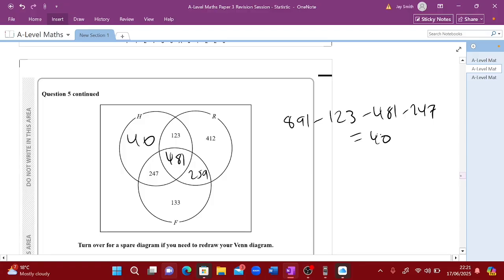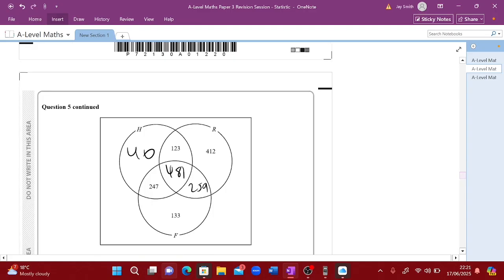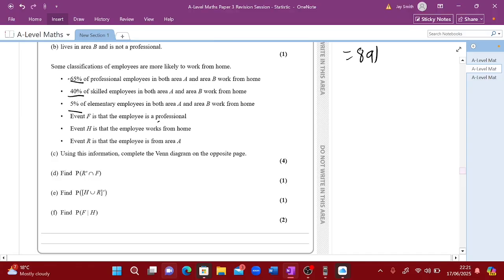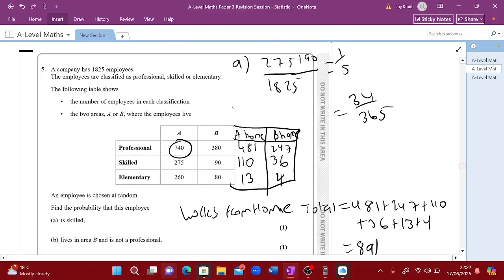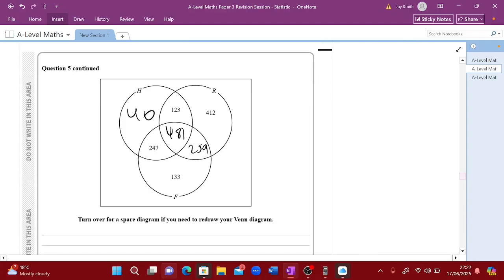Cool. But we're not finished yet because we need to write a number outside the box. In general, everything inside the box has to account for every single employee, because there are employees that don't belong to groups H, R, and F. So employees that neither are professional, work from home, or from area A. There are still employees that exist outside of those circles. So in total, there are 1825. To work out the total outside the box, it's going to be 1825 take away all the numbers inside the circles.